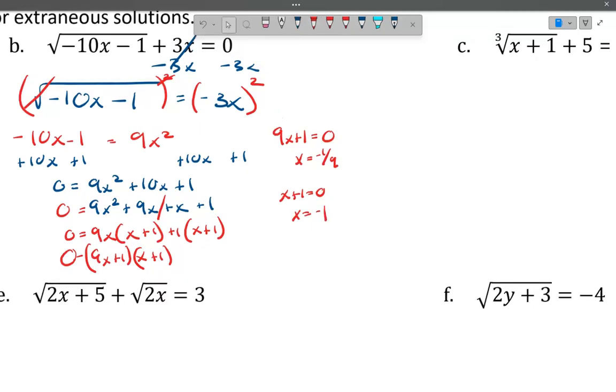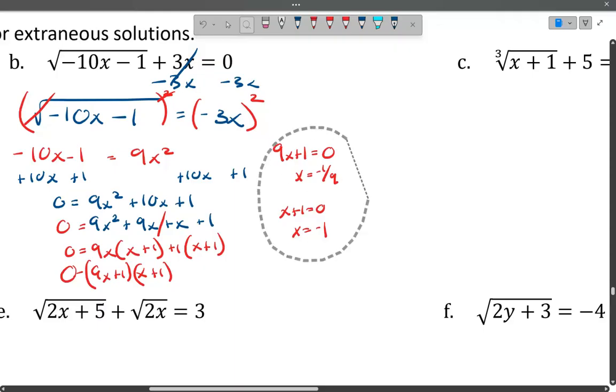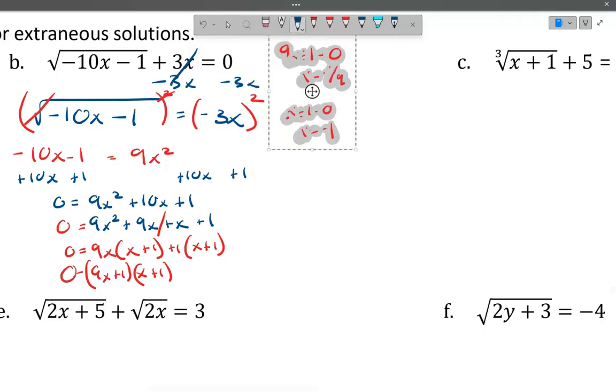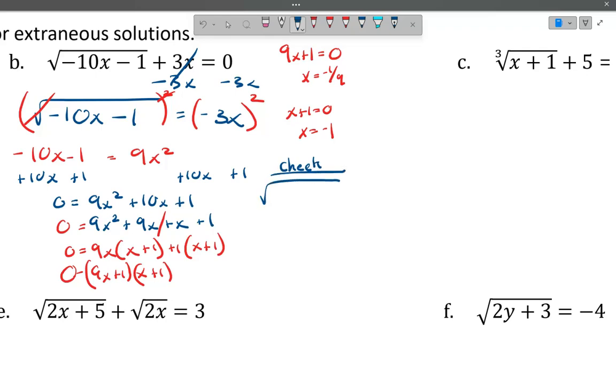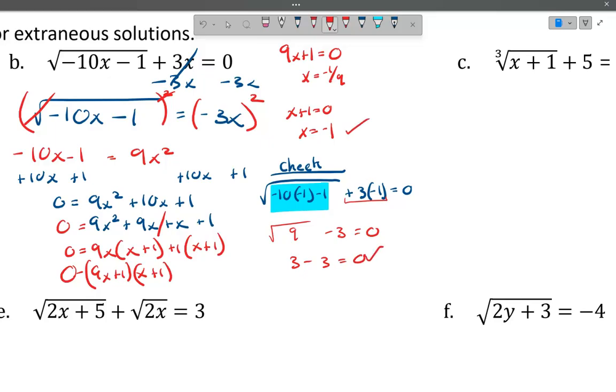Now we need to check both of our proposed solutions in the original equation. So we're going to start by checking, let's just do negative 1, that's the easier one to check. Negative 10 times negative 1 minus 1 plus 3 times negative 1 equals 0. So if we go ahead and do the radical part first, what we're going to end up with is the square root of 9. And then 3 times negative 1 is negative 3. The square root of 9 is 3, minus 3 equals 0. That's true, so we know negative 1 works.